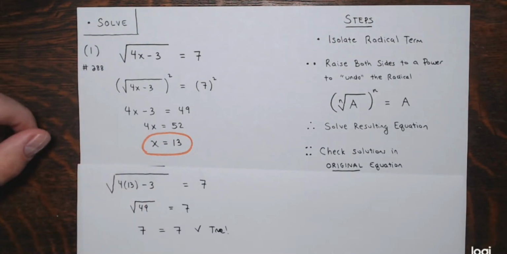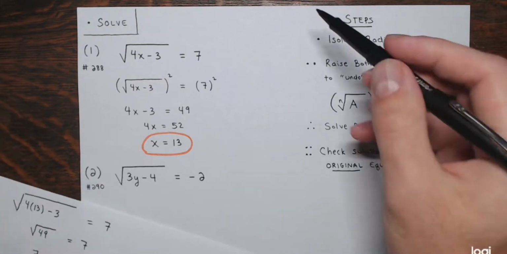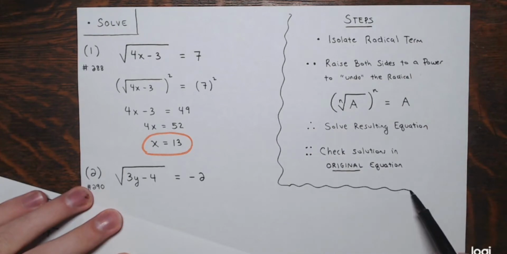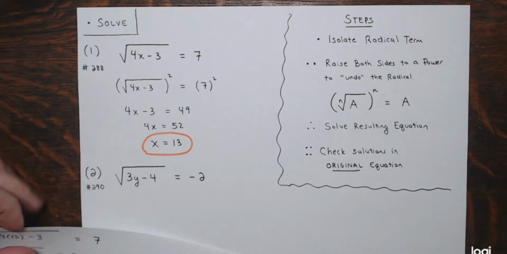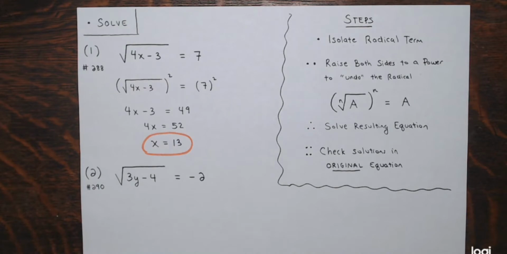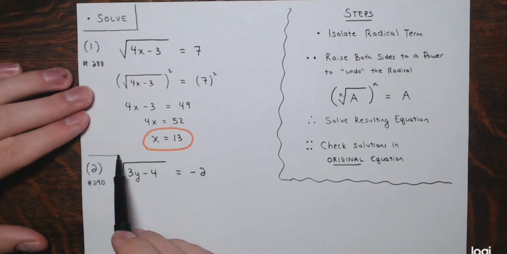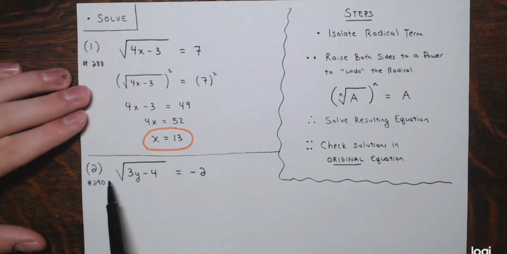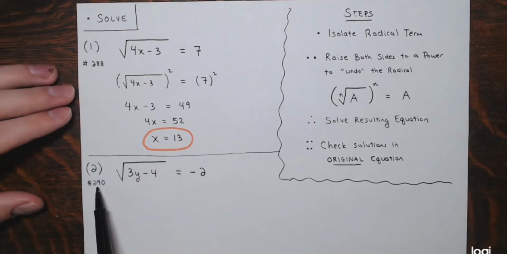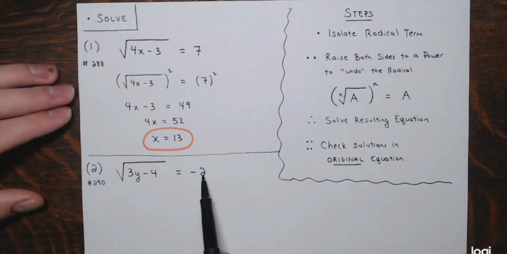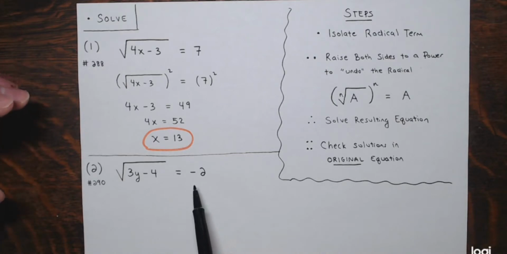Okay, great. And that's it. I'm going to follow these same steps for every single question. Okay, next question. All right, number 2. Now this is corresponding to number 290 in the text. The square root of 3y minus 4 equals negative 2. All right, I'm going to tell you right now that this has no solution. This can't happen.